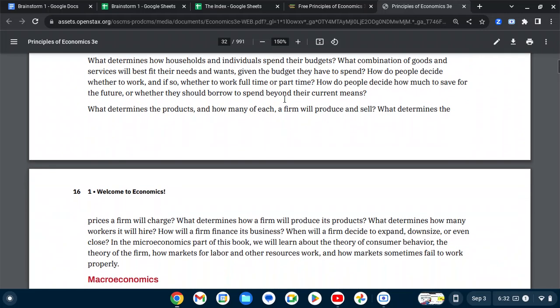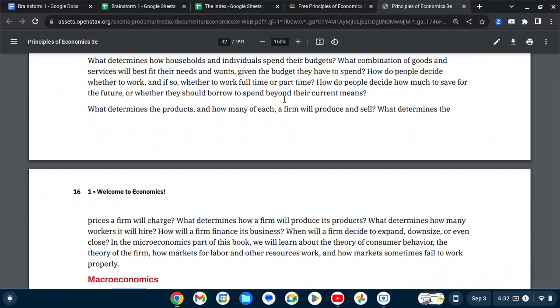Microeconomics. What determines how households and individuals spend their budgets? What combination of goods and services will best fit their needs and wants? Given the budget they have to spend, how do people decide whether to work, and if so, whether to work full-time or part-time? How do people decide how much to save for the future, or whether they should borrow to spend beyond their current means?